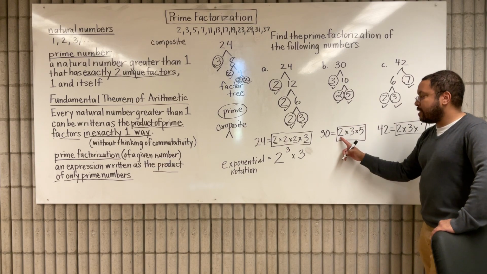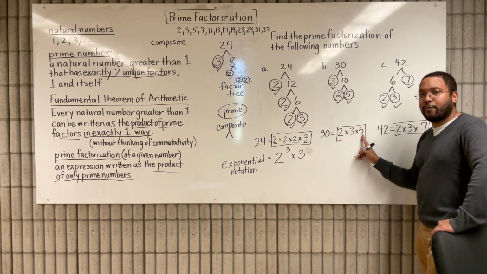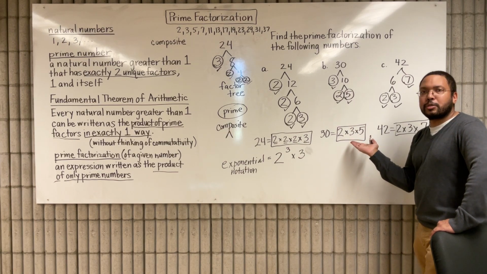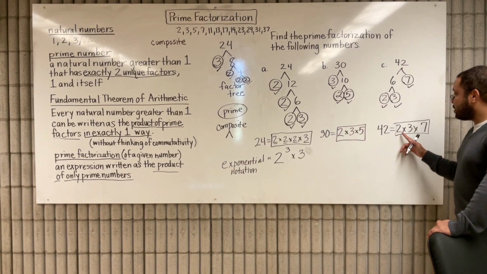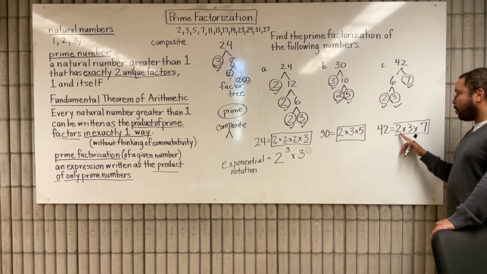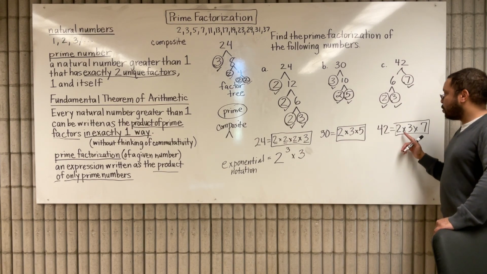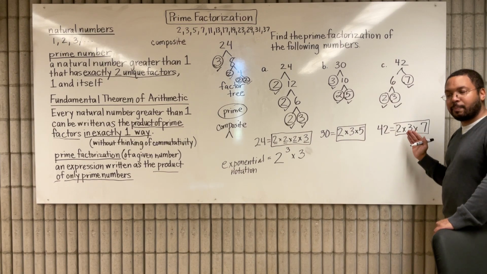And then you only see 1 factor of 2 here, 1 factor of 3, and 1 factor of 5. So this is the shortest way to write out this factorization. And you see 1 factor of 2, 1 factor of 3, 1 factor of 7. There aren't any factors that repeat, so therefore this is also the shortest way of writing out this factorization.